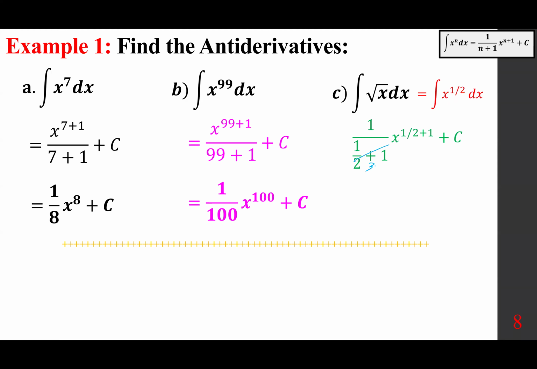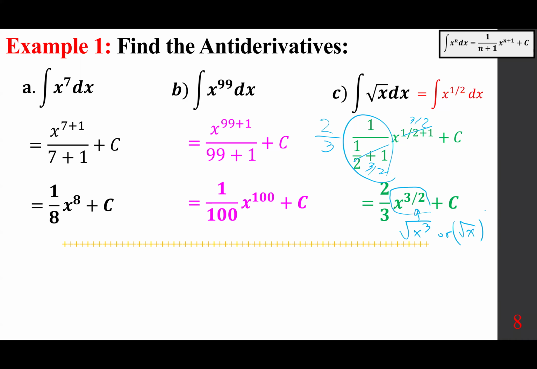Now, 1/2 plus 1 is 3/2. 1 over that is 2/3. 2/3, x to the power of 3/2, and a constant, of course. Now, what I want to mention, this is fine. If you want to put it back in this original format, you have two ways to write it. You can write square root of x cubed, or you can write square root of x quantity cubed. Okay, that is putting it in the same format that we receive.